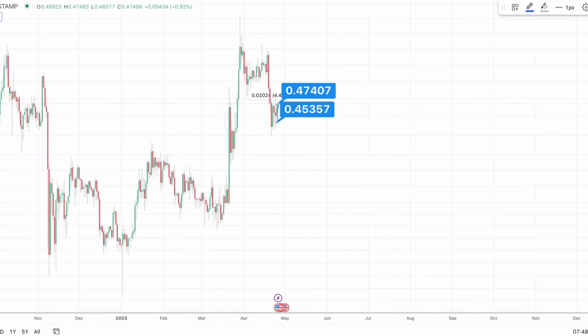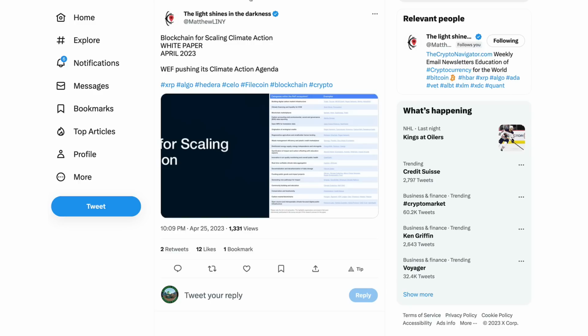Now, in terms of getting the price to move up, and in terms of credibility, partnerships, and it being ubiquitous, not only does the grunt work have to happen on the XRP ledger, but we also have to have partners, influential partners that are interested in using the XRP ledger. Which brings me to this, guys, Matthew Liny bringing this to our attention.